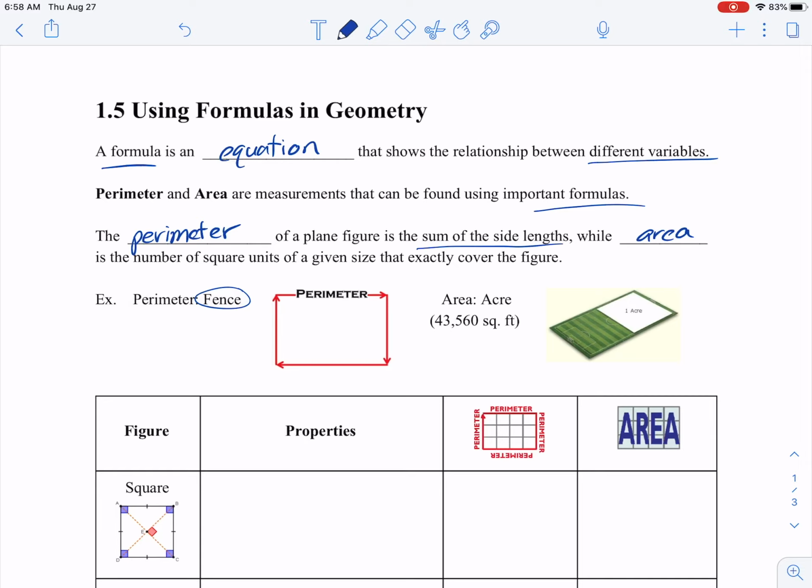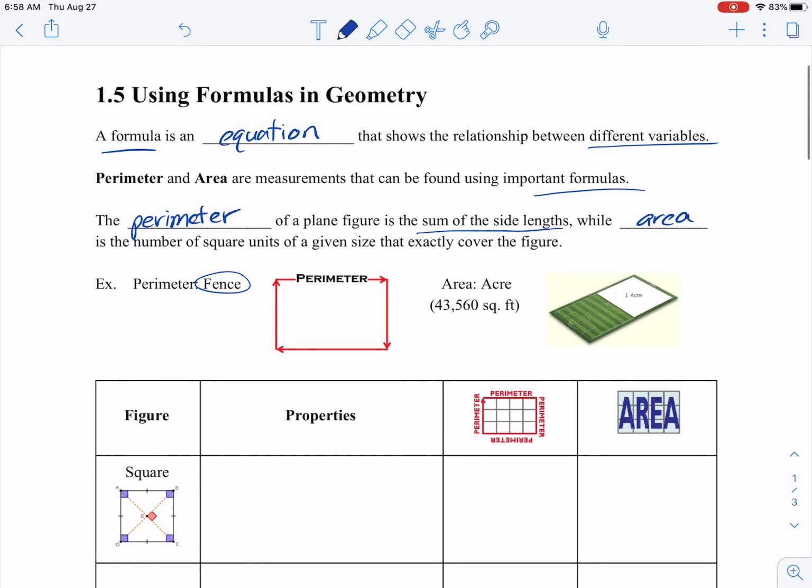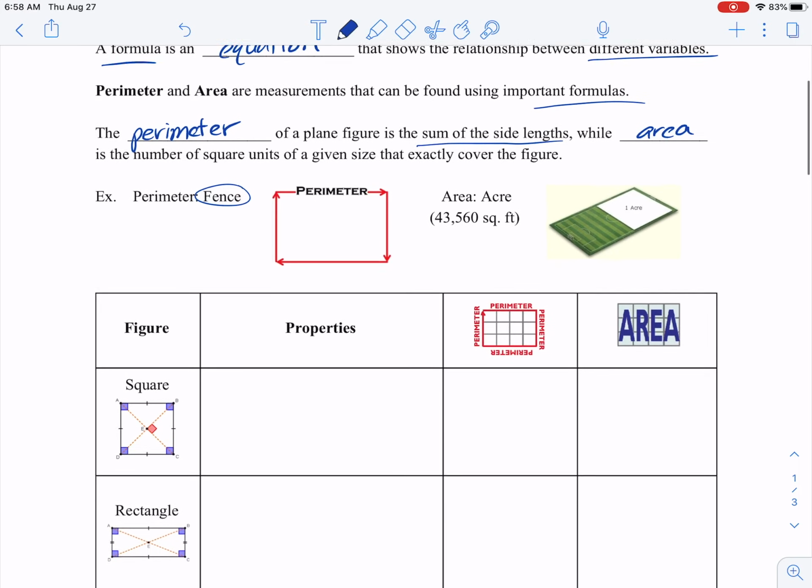And a unit of area that we sometimes use would be acres. So you can think of an acre as the amount of square units that cover, well, there's 43,560 square feet in 1 acre. And that's about the size of half of a soccer field. You can see in that example there.